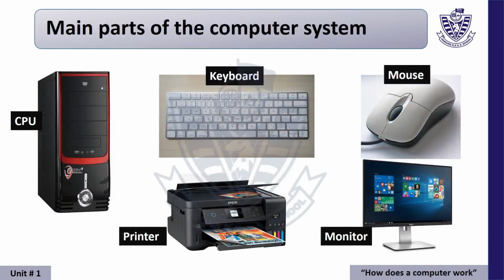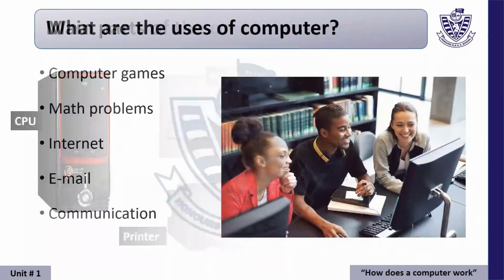Main parts of the computer system. Students, here you can see different main parts of the computer. First one is CPU, that is a processing device. Second one is keyboard, it is an input device. Mouse, it is also an input device. Printer, it is an output device used to show the output on the paper. Monitor is also an output device that is used to show the result of our given data.